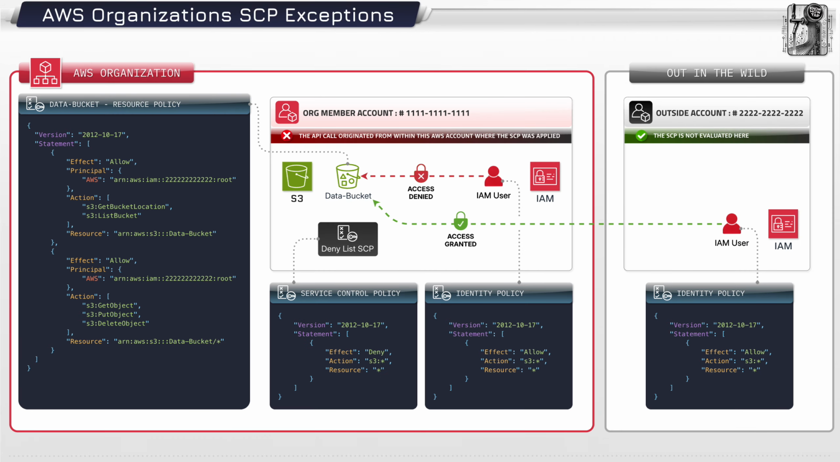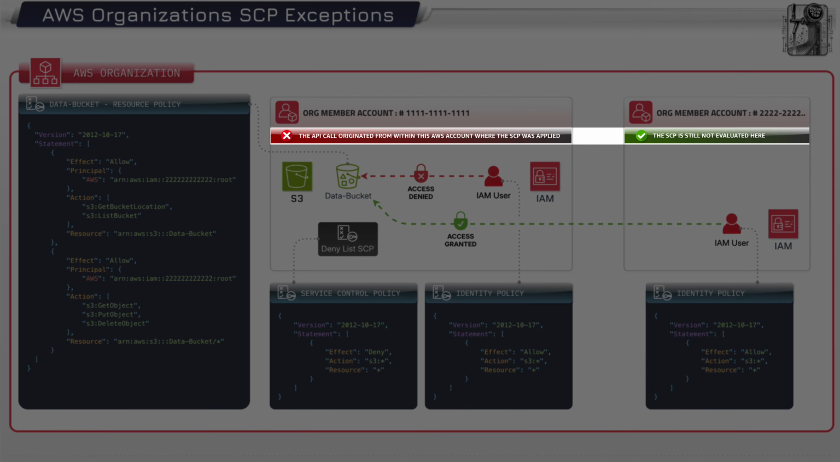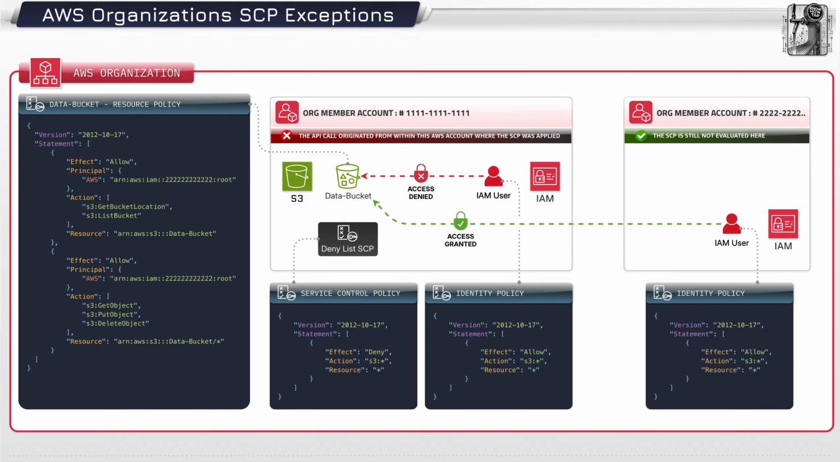But what if the request comes from another member account inside the same organization and everything else about the scenario stays the same? In practice, the outcome is also the same. And that's because everything still comes down to one question, which is, where did the API call originate? Even though both accounts are members of the same organization, the API call still is originating from a different AWS account. So SCP evaluation works exactly the same way here.